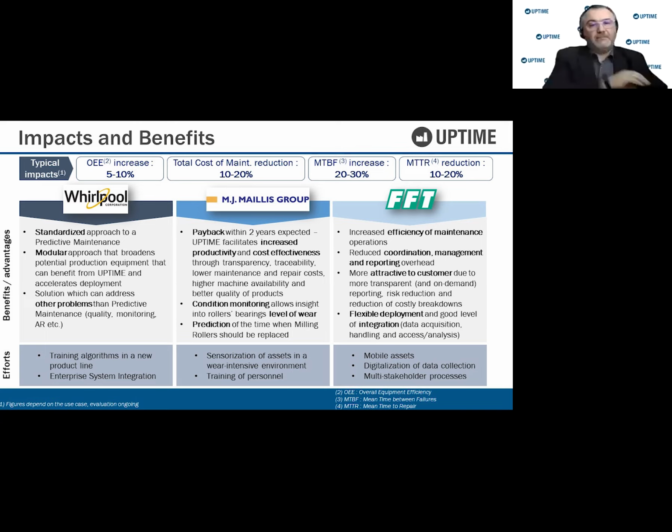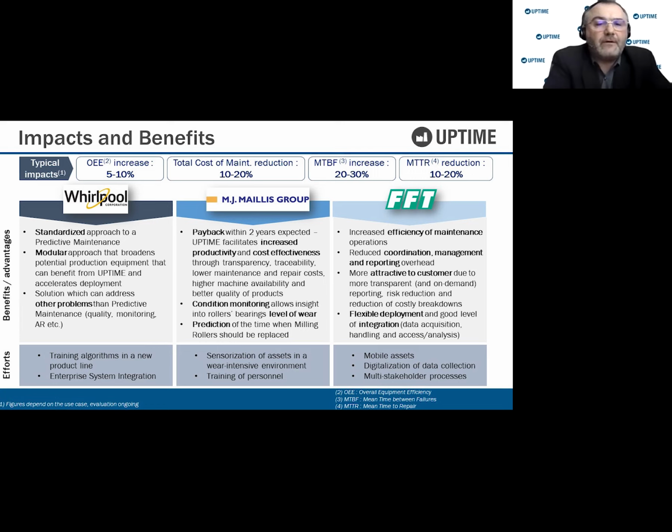Okay, so the impacts and benefits of Uptime, of the predictive maintenance strategy and platform, I think, are best demonstrated in the use cases. So what we can see here are the three different use cases: Whirlpool for the white goods, MJ Milas for the steel industry, and FFT for the production asset transportation use case.